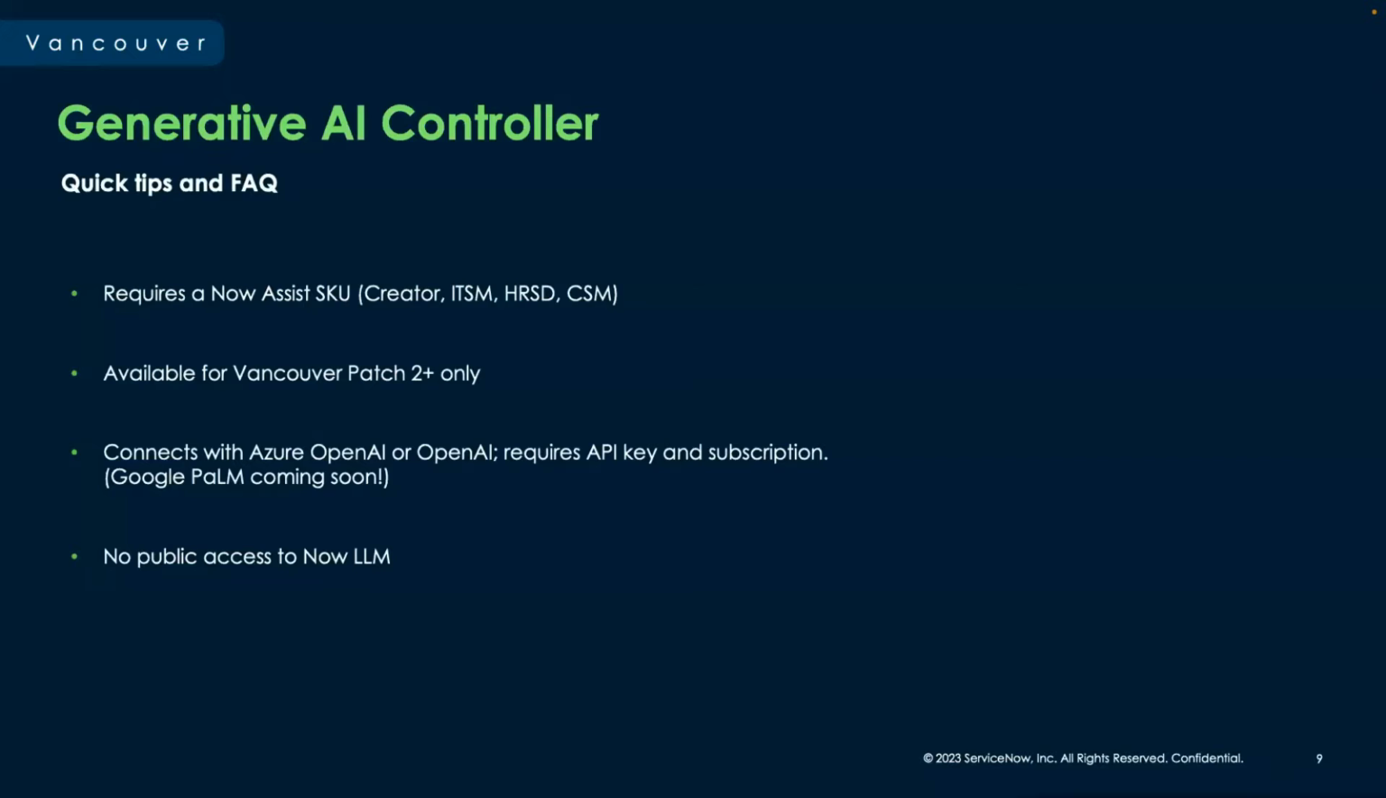It is only available for Vancouver Patch 2 and above, so you must be on Vancouver Patch 2 to use this. It connects to either Azure OpenAI or OpenAI, and it requires you to have an API key and subscription. Now, Google PaLM is coming soon, so you have that to look forward to if you have neither of those.